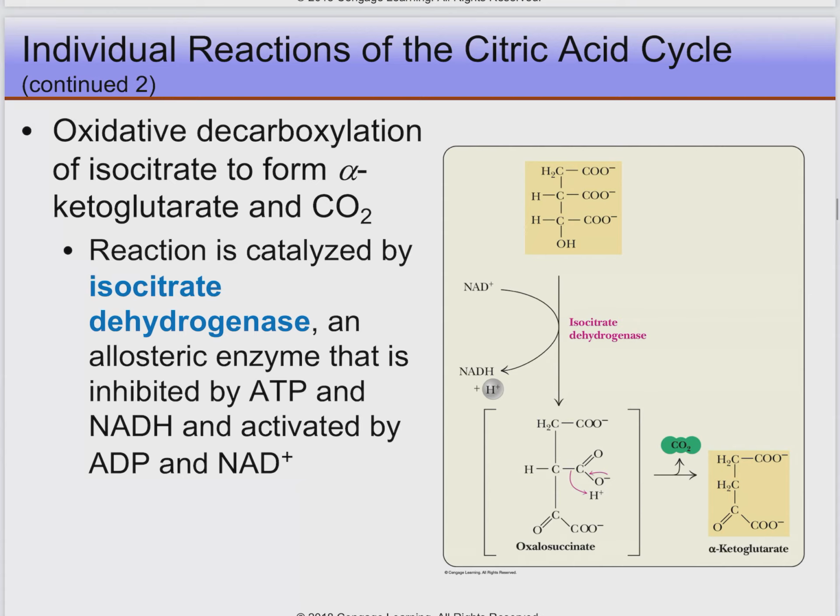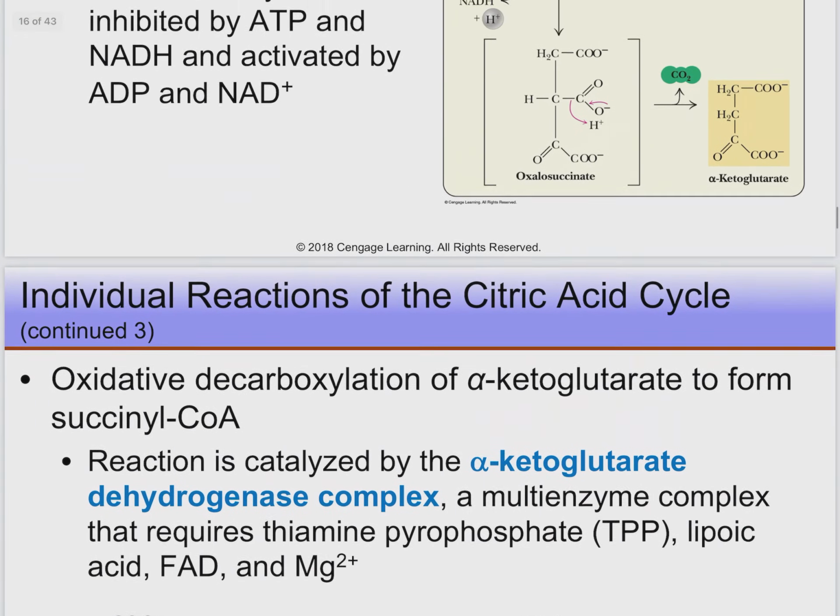This is another control point. There's 3 control points within the cycle. We looked at the first one. This is the second one. And then there's one outside of the cycle, and that's pyruvate actually turning into acetyl-CoA in the first place. So 4 altogether if you're counting. But this is the second of the 3 within the cycle. This one's inhibited again by levels of ATP and NADH, and activated by ADP and NAD+. We get a decarboxylation here and lose the CO2.